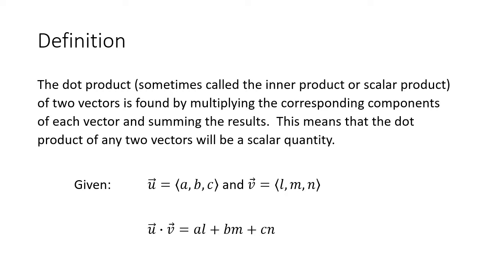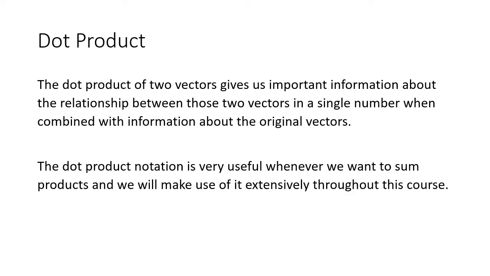So again, the way we typically do it, if I have two vectors u and v, we're going to take the first components of each. So in this case, it's the a and the l, and we multiply those together. And then we do the same thing with each other component. So multiply the second components, in this case, the b and the m, and then the third components, the c and the n, and then we add all of those together. And we're going to get some scalar result.